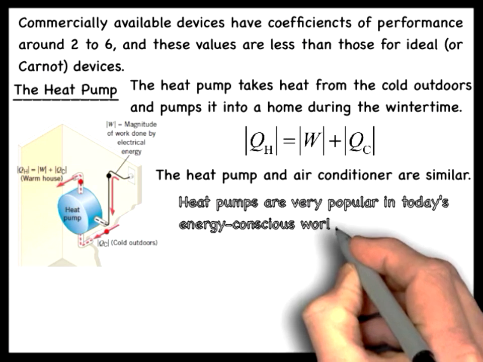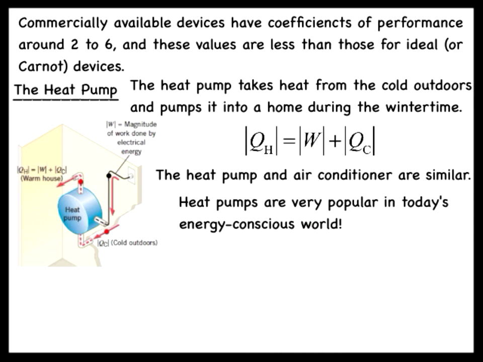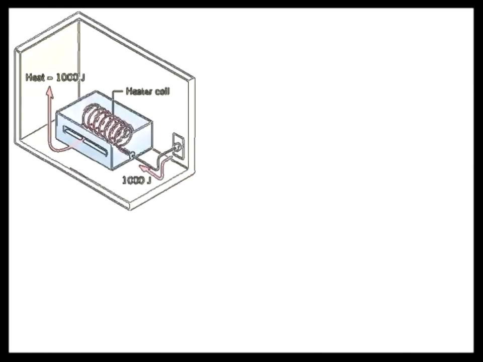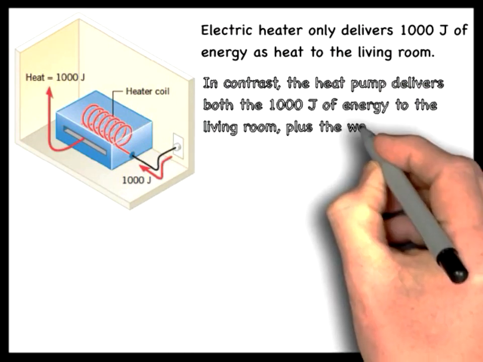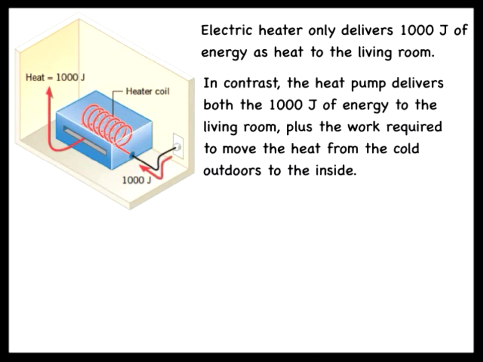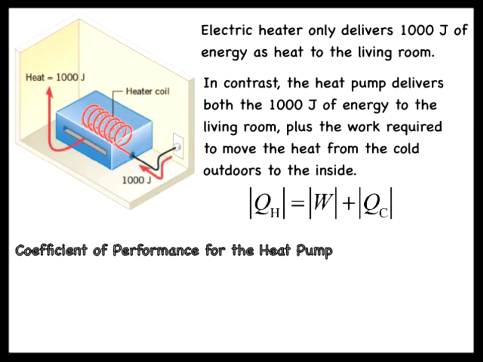In today's energy-conscious world, heat pumps are very popular in homes. Let's see why. The figure below shows a conventional electric heater that delivers 1,000 joules of heat to a living room. In contrast, the heat pump doesn't deliver 1,000 joules of energy directly as heat to the living room, but instead uses this energy to do work in pumping heat from the outdoors into the living room. Thus, it delivers an amount of energy, QH equals W plus QC, so that the heat pump delivers more than 1,000 joules of heat.